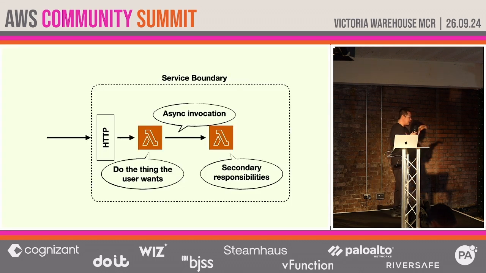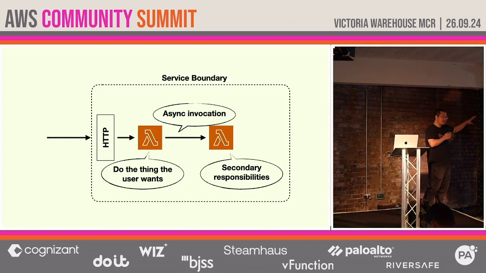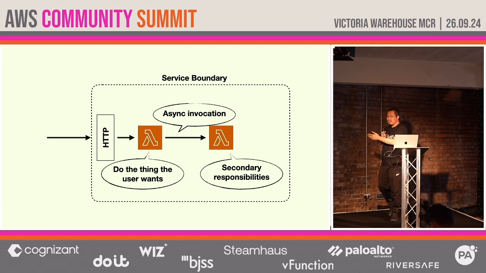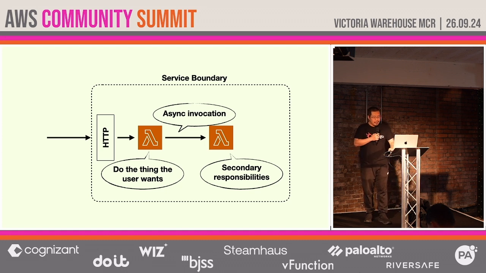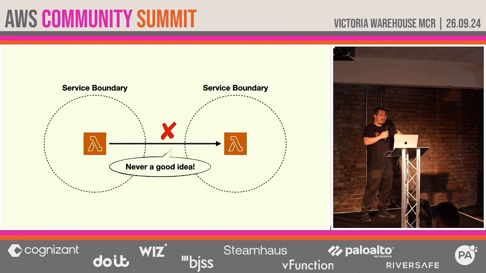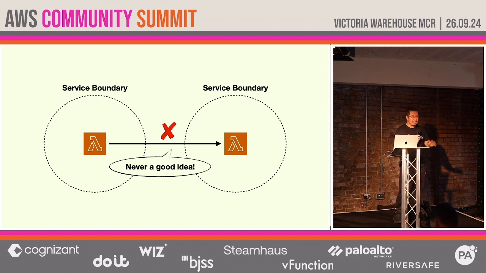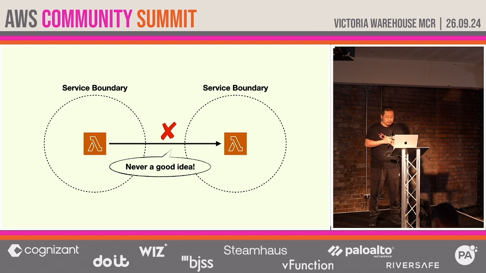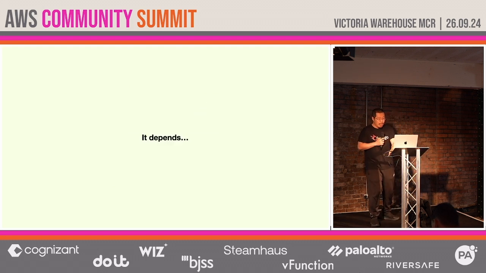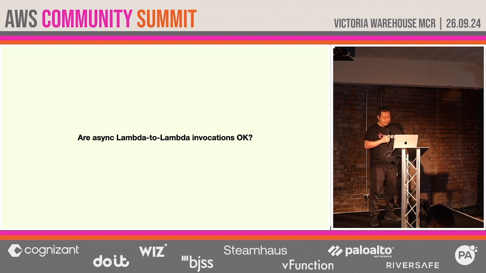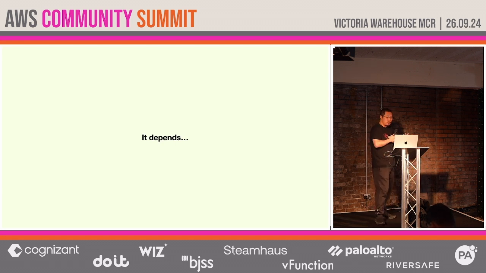But this comes with the assumption that we're talking about two functions, again, within the same service boundary. Essentially, everything we're doing in that second function are things that I would have done in the first function if I didn't care about user experience. So if you're talking about async Lambda-to-Lambda invocation across service boundaries, again, bad idea, don't do that. Lambda functions are not a service interface. It's not a contract interface for your service. Do not use it like that. Async Lambda function to Lambda function invocation is okay. It really depends on your use case and also what you care about most.